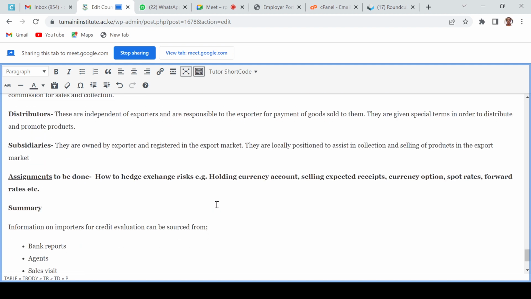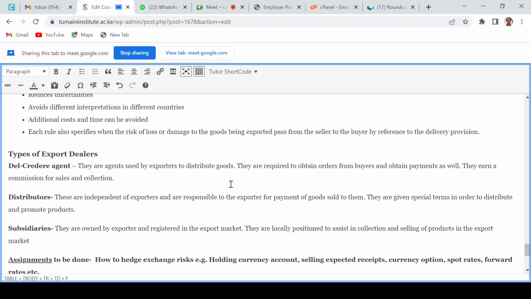And then we have what we call having a subsidiary. You may choose to enter an export market by opening a subsidiary, meaning you create a company in a foreign country, and then it becomes your subsidiary. Then you'll be taking the goods there, and look for market in that export market. So they are owned by the exporter and registered in the export market. Let me take Tumaini deciding to open a branch in Tanzania. It will be a subsidiary in Tanzania, and we'll be exporting this knowledge to the people of Tanzania. So those are the three types of export dealers that we come across.